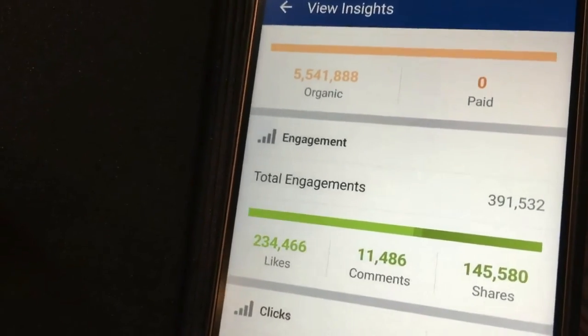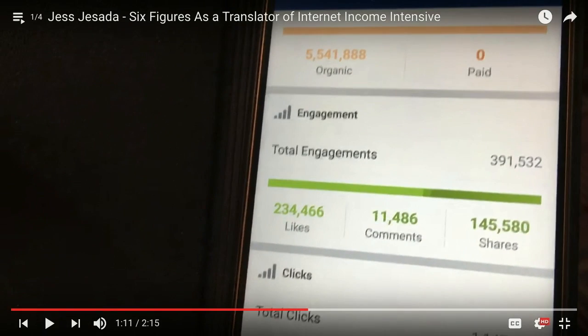The number is organic. So let me just pause this over here, just so they can understand the numbers. So what he did was he rolled out the traffic strategies. You can see on this page here about 5.5 million organic, it's not paid, with a crazy amount of engagements. And that translated to monetizing it, again, by having a funnel in place.